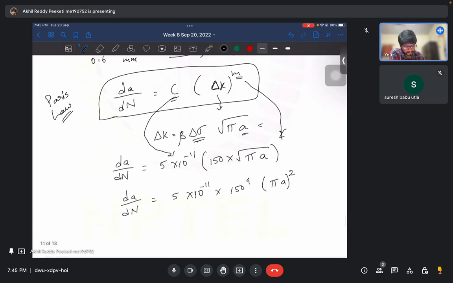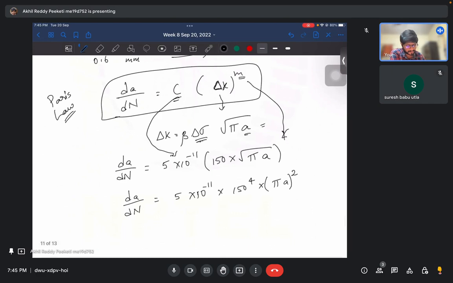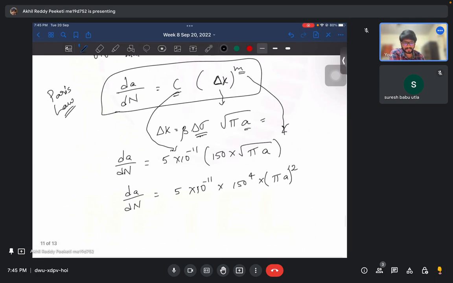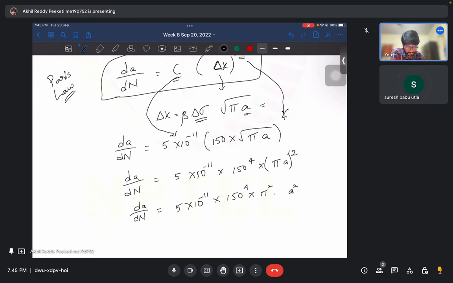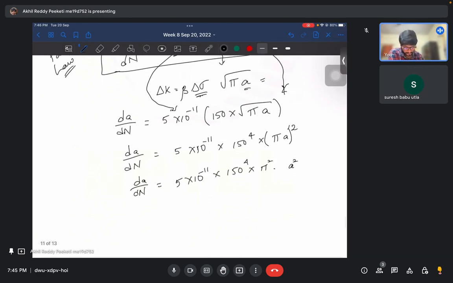So is this clear now? I am rewriting this power 4 to square root as a power square. So now 5 into 10 power minus 11 into 150 power 4 into pi square into a square. Now we can bring this a square to the left side and dN to the right hand side.